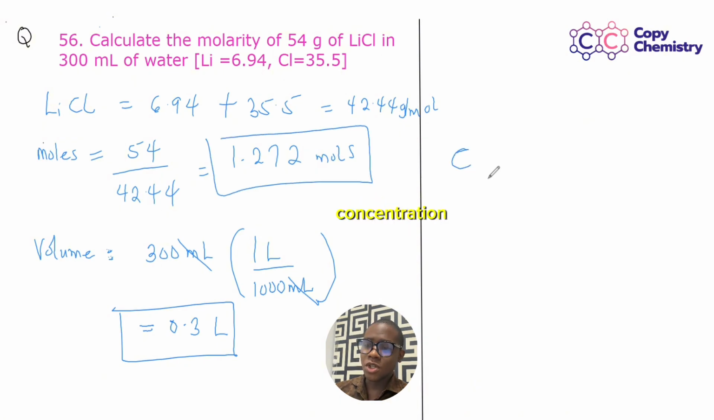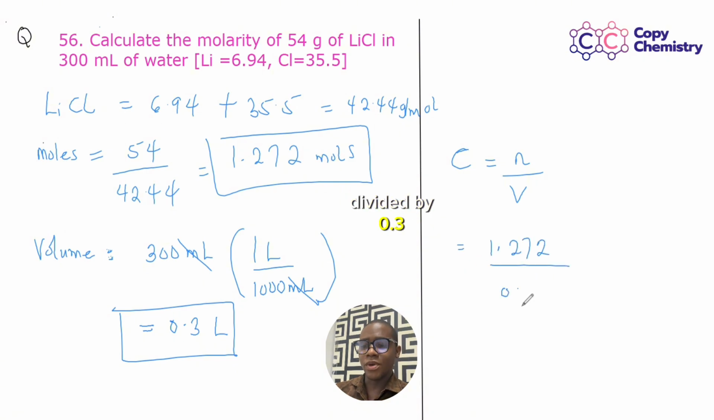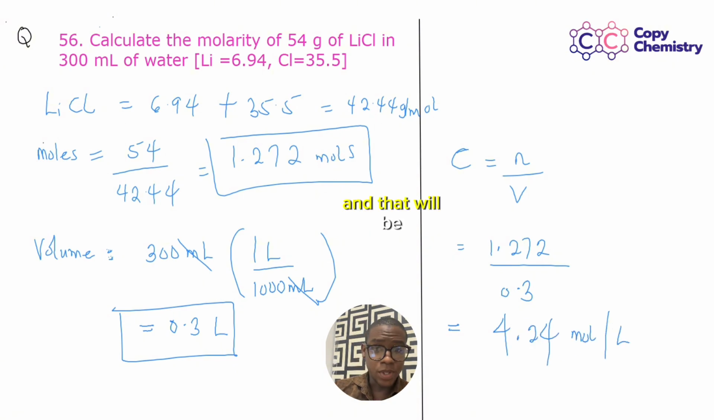So what's left? We have our volume, we have our moles, just divide it and you're done. The concentration, in this case we're calling it molarity, is number of moles of solute divided by volume of the solution, and that's 1.272 moles divided by 0.3. Is this making sense to you? Let me know in the comments, because I'm having 4.24 moles per liter here. Okay, and that will be the answer.